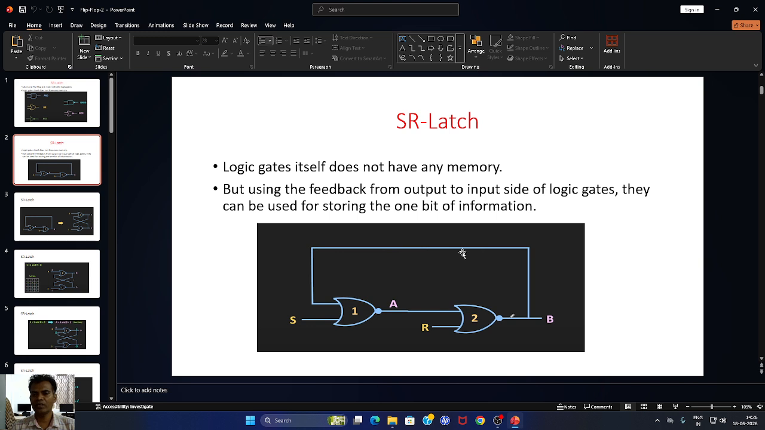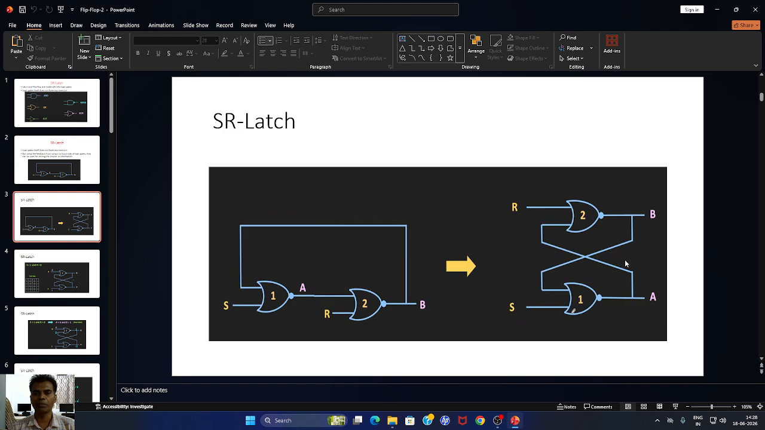Logic gates themselves do not have any memory, but using feedback from the output to the input side of the logic gates, they can be used for storing one bit of information. So in this fashion, we need to interconnect these logic gates. Then these logic gates can acquire the capability of storing one bit of information.